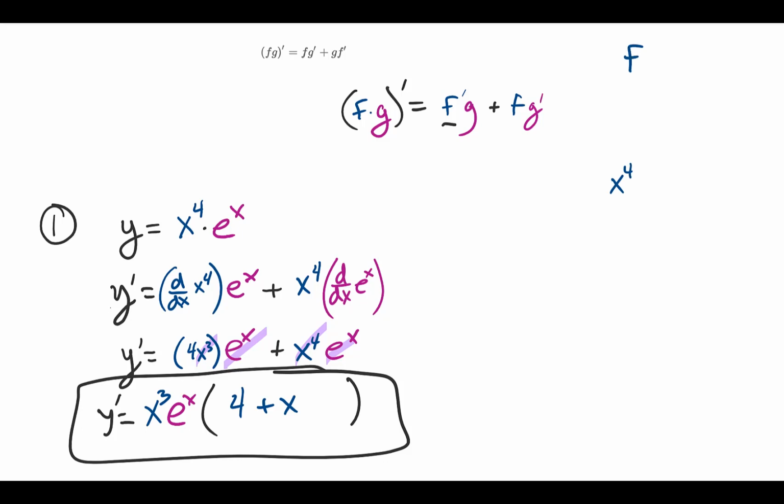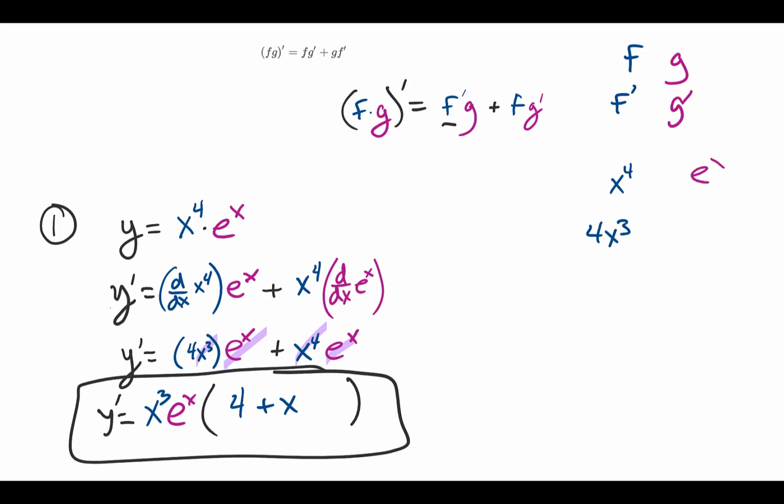You do this. F, and then I write G. And right underneath it, I write F prime, and then I put in G prime. But I'm not actually going to write F and G, I'm just going to write with the other. So our F was x to the fourth. Our F prime was 4x cubed.